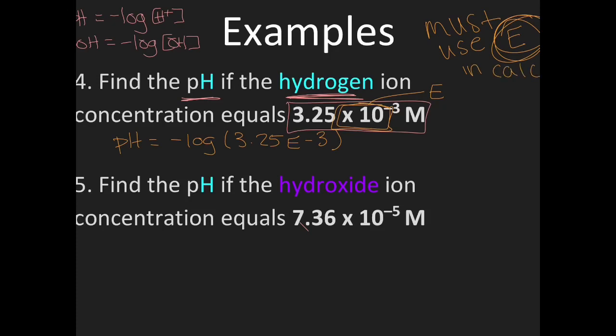All right, so when I type this into my calculator, it gives me a pH of 2.488. Please don't make this any more complicated than it needs to be. Literally, all you're doing is plugging that number into a function in your calculator, and it's going to spit out the answer for you. The biggest thing you need to do is make sure that these terms match. What you're going to and what you're going from need to match.